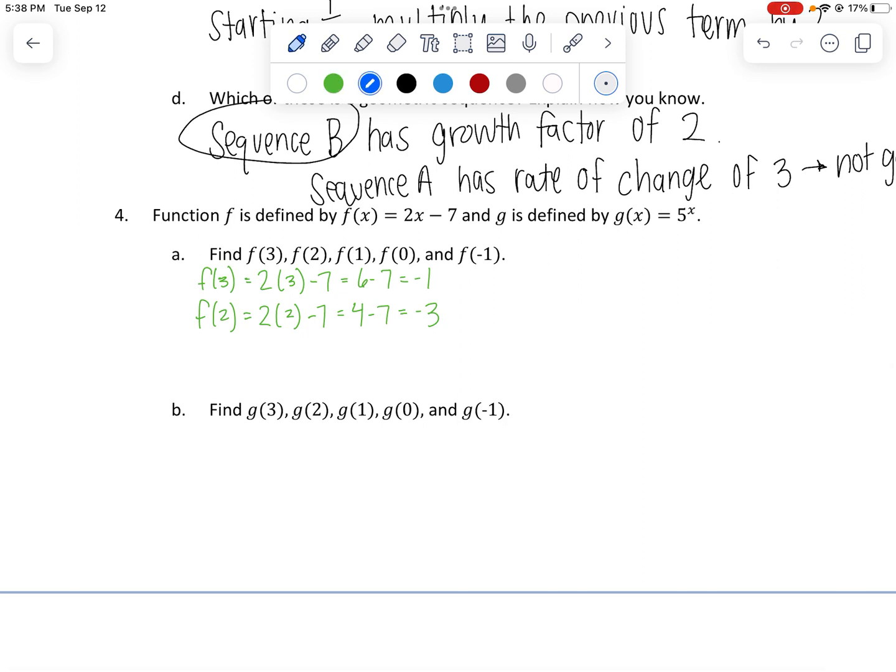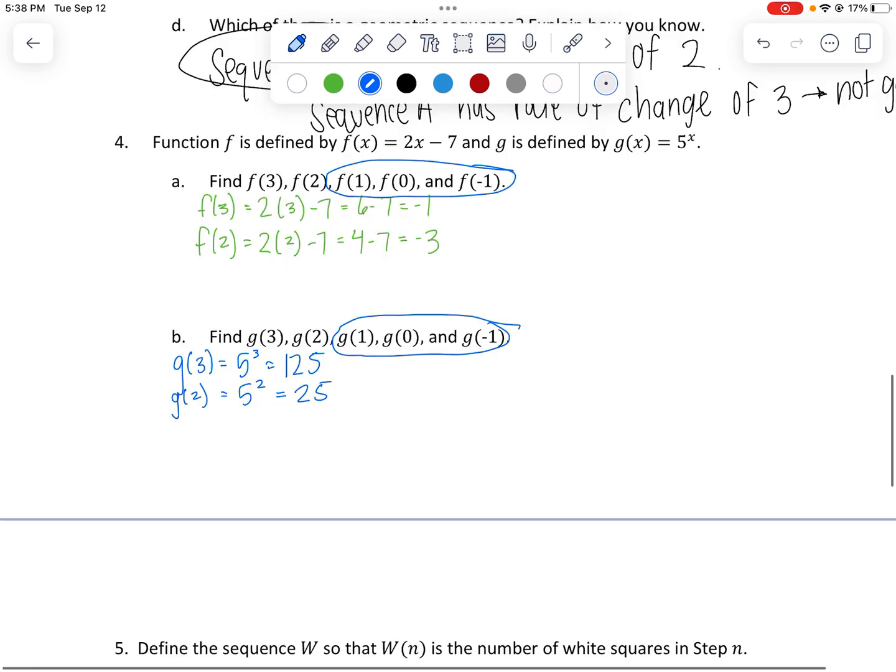For g, this one's g of x equals 5 to the x. G of 3 equals 5 to the 3rd power. And if you type that in a calculator, it's 125, or if you just calculate it because you're smart like that. Five squared is going to give you 25. Make sure you do the following ones on each one. F of 1, G of 1, F of 0, yeah, all those.